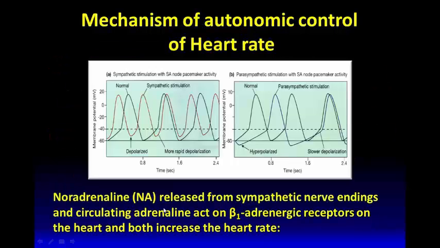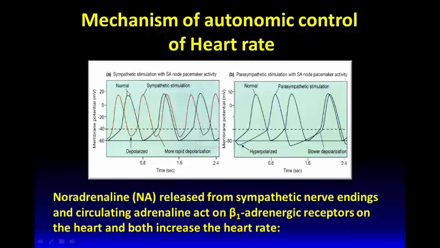The catecholamines, norepinephrine, noradrenaline, released from the sympathetic nerve endings, and the circulating adrenaline act on beta-1 adrenergic receptors and both of them increase the heart rate. This is a summary of how sympathetic stimulation increases the heart rate. So this is the pacemaker potential, and this is the threshold level at which the sinoatrial node fires an action potential.